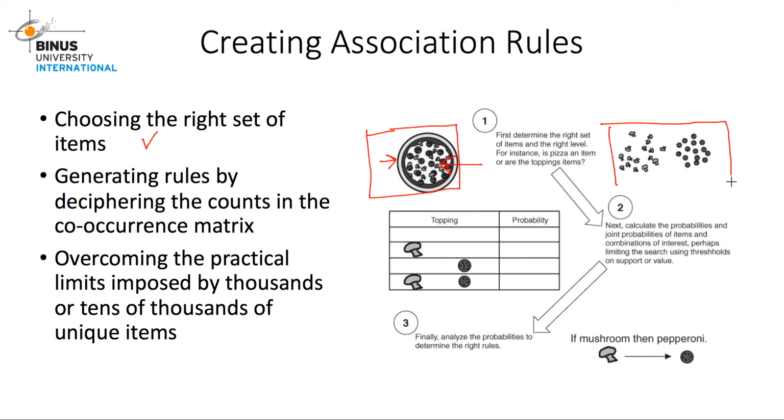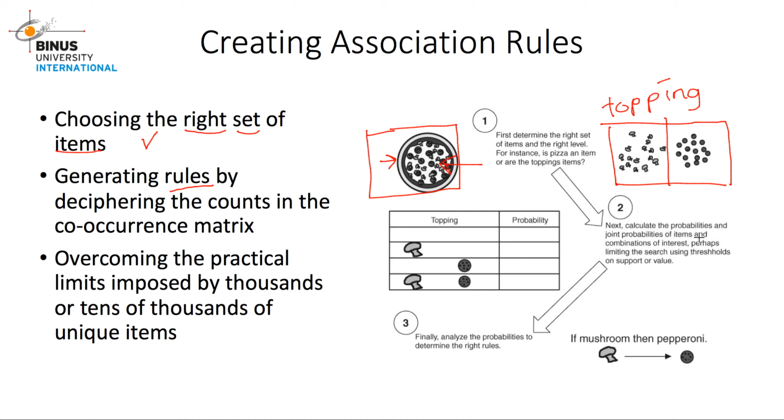Okay, so now we calculate the topping. We pick the topping because we want to choose the right set of items. So we pick topping as the items. Next step is generating rules by deciphering the counts in the co-occurrence matrix. As I explained before, we create a matrix explaining the co-occurrence of the items.